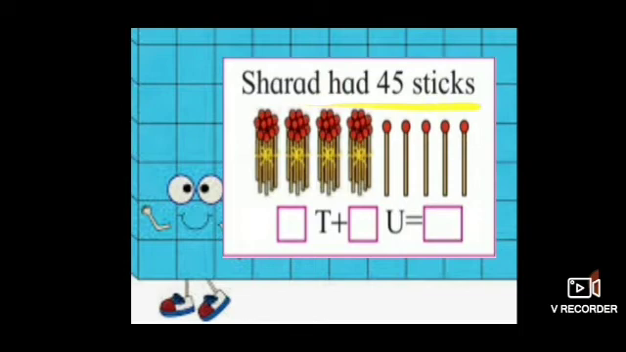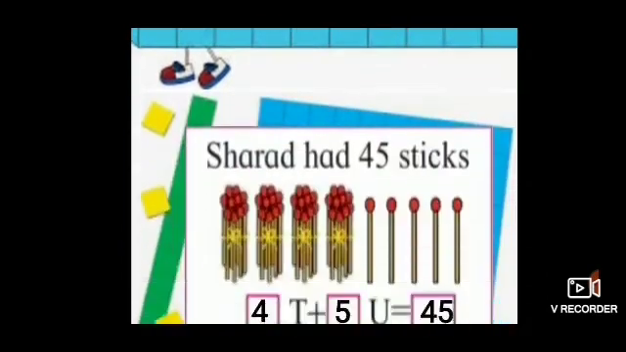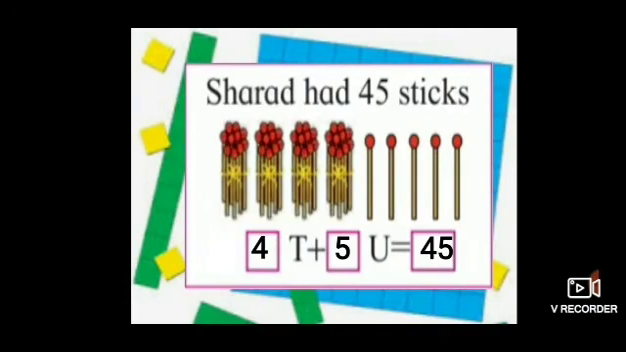Sharad had 45 sticks. So what did Sharad do? He made 4 bundles of sticks in groups of tens and remaining units he added. Let's see. Here, how many tens? 1, 2, 3, 4. 4 tens, that is 40. Units: 1, 2, 3, 4, 5. 5 units. So 40 plus 5, 45.